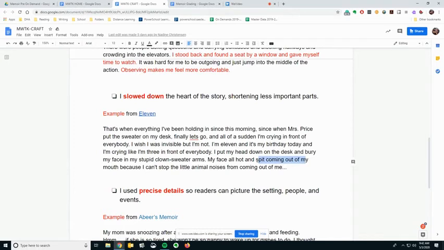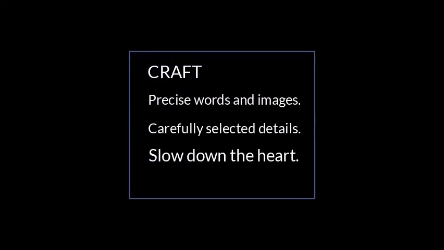The spit coming out of my mouth, the little animal noises coming out of me, the clown sweater arms. So not only does the author slow down at a really, really important moment and tell it bit by bit, but it's a continuation of that precise language, those precise images. So hopefully those examples helped make the idea of craft clearer for you.